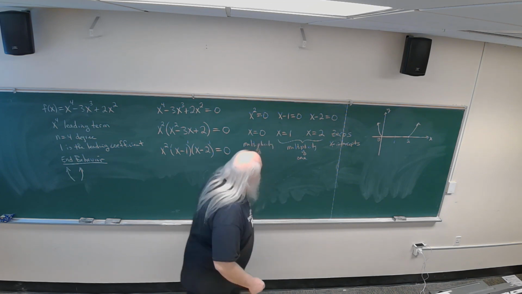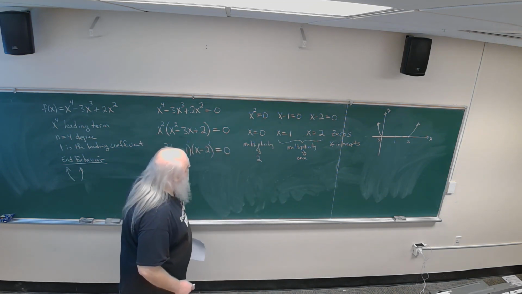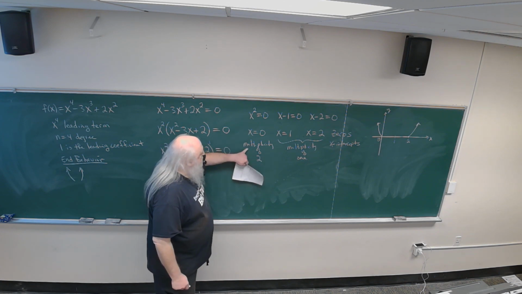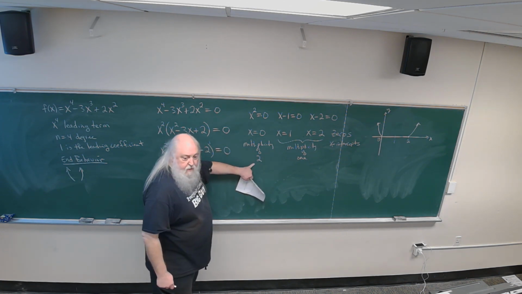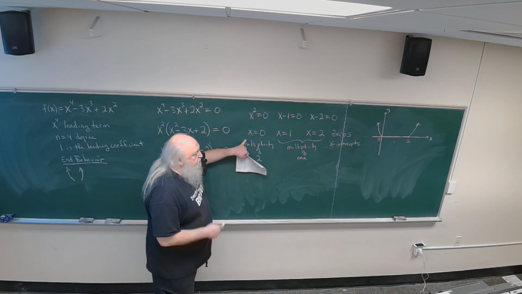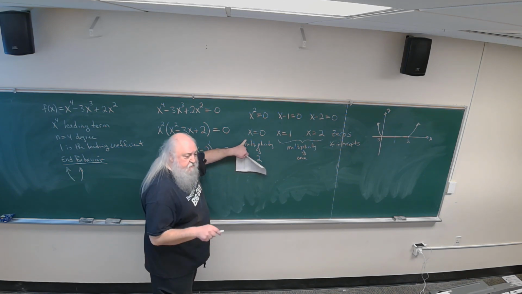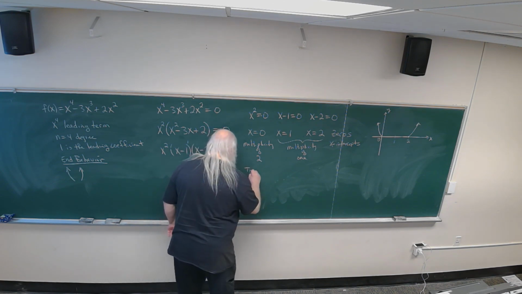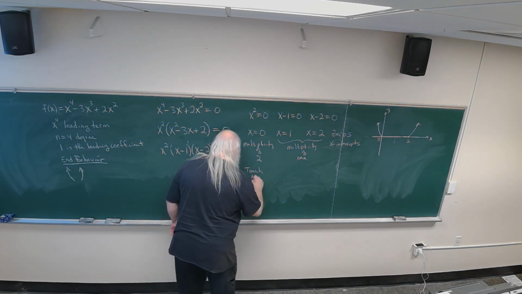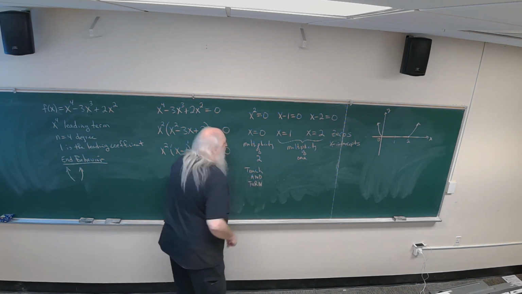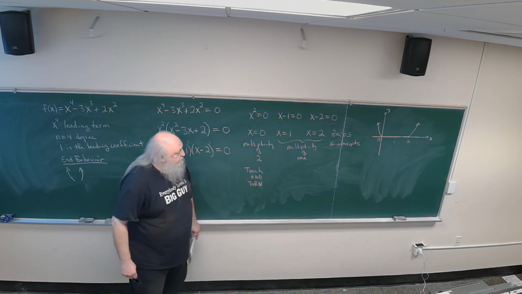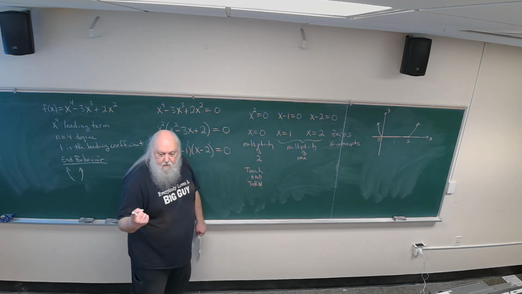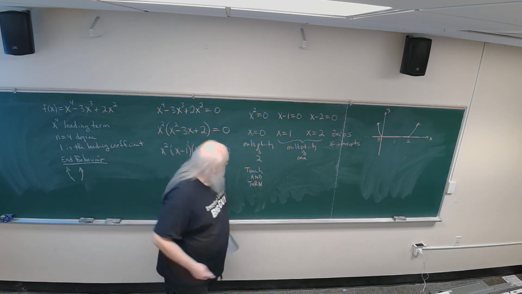All right. Now, at x equals 0, we have a multiplicity of 2. Does the graph cross the x-axis or touch and turn? Touch and turn, because the multiplicity is even. At x equals 1 and x equals 2, the multiplicity is 1. Does the graph cross or touch and turn? Cross.